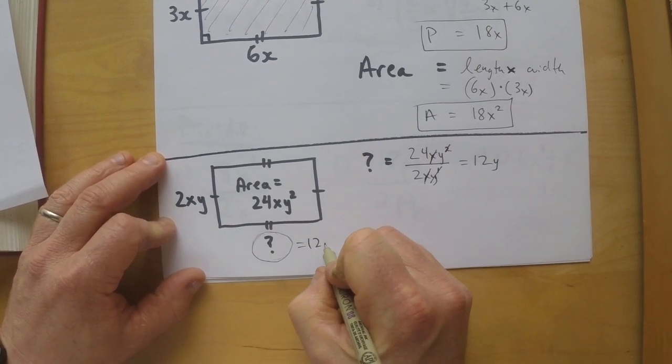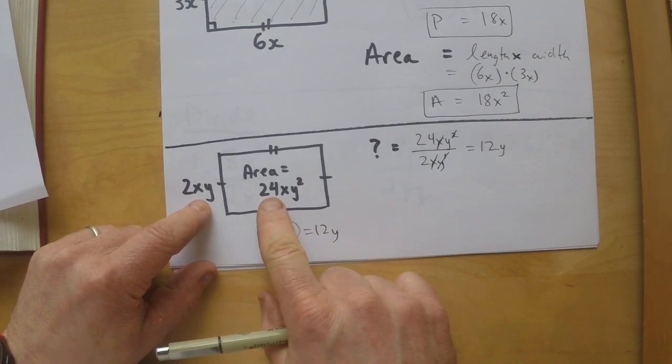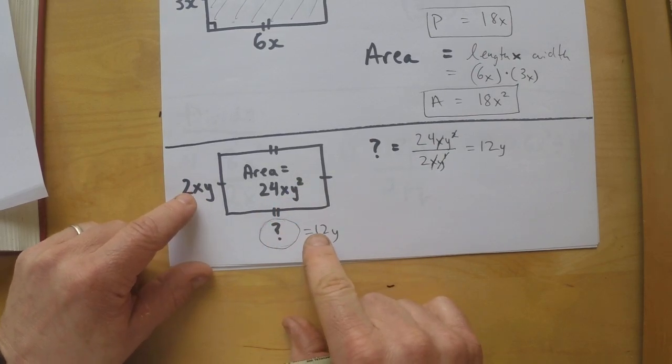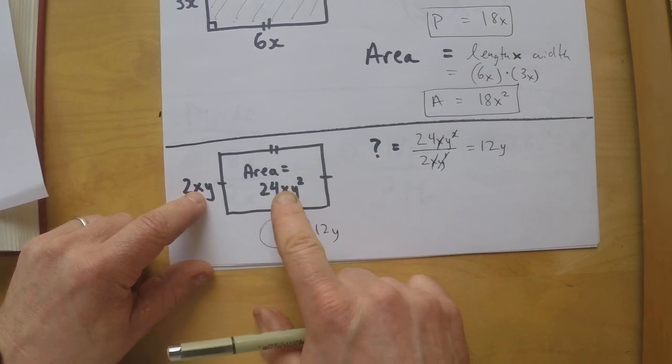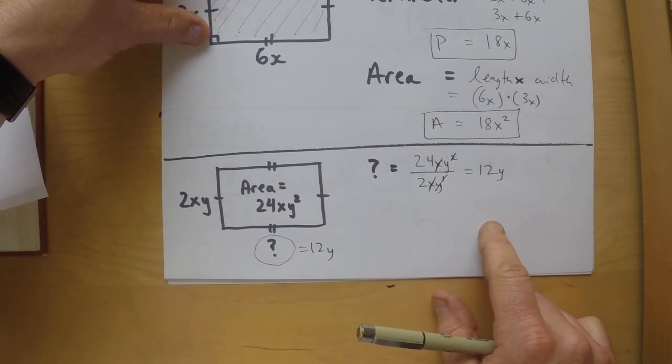Now just look at that for a minute. Does that make sense? If you multiply these together, would you get 24xy squared? 24, there's an x, and y times y is y squared. So there, that's the answer.